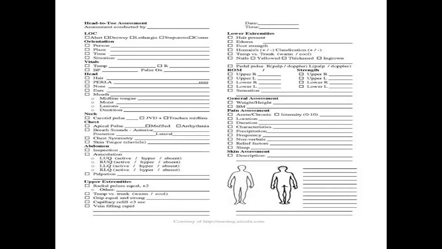You can see head, neck, chest, abdomen. Okay, then upper extremities, lower extremities. ROM means, you all know, range of motion. Okay, then general assessment, height, weight, which I've also said. BMI, okay, the body mass index, this is also very important.